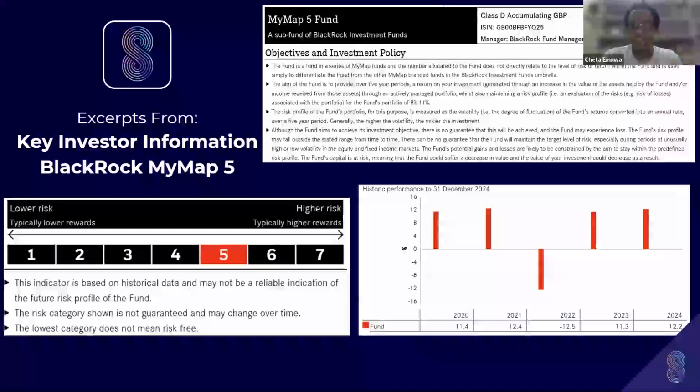Now the first thing here is the objectives and investment policy. This tells you what exactly the objective of the fund is. For example, here it is BlackRock fund managers. When they sat down and created this fund, they had a goal for it. What is the goal? Sometimes in funds they will tell you their goal is to have expected returns of, for example, this particular fund says 8 to 11%.